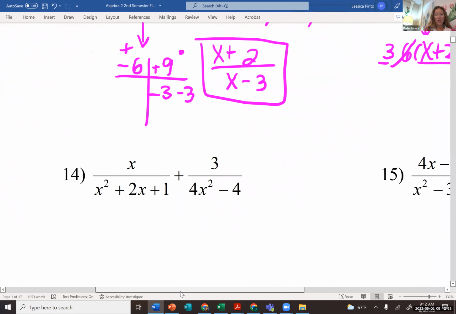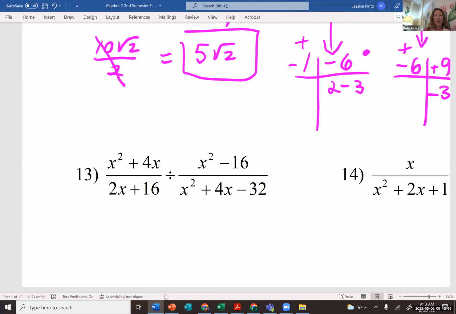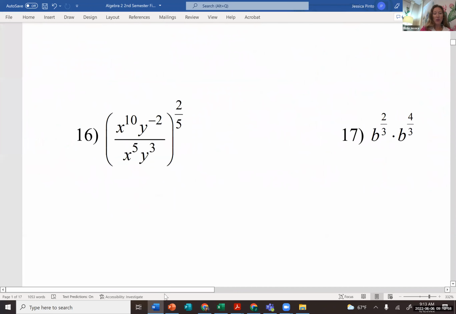Oh, we might finish the whole first page. How wonderful.